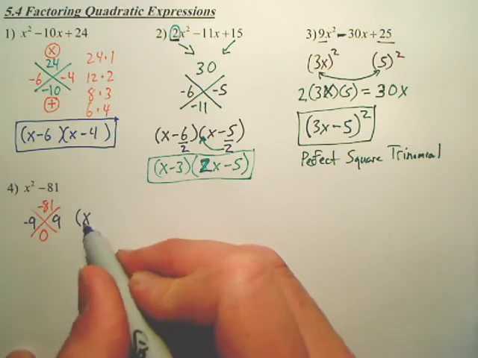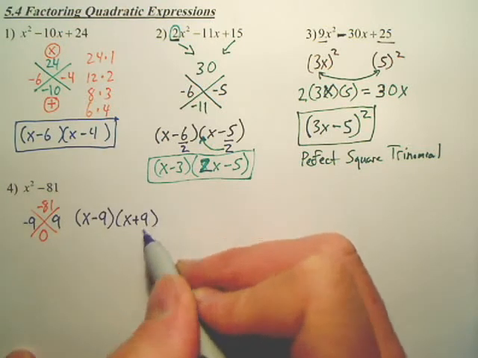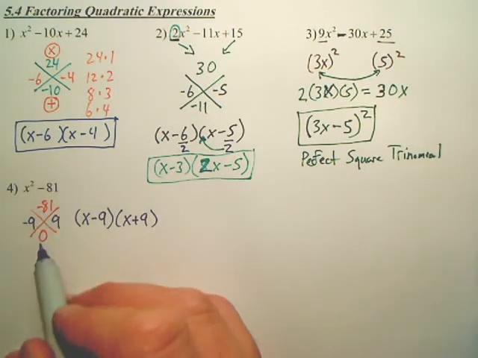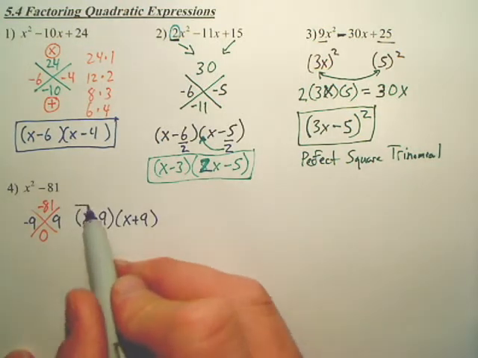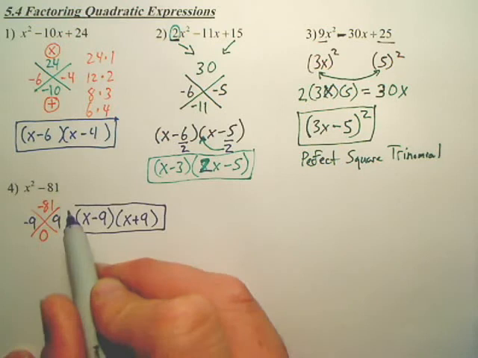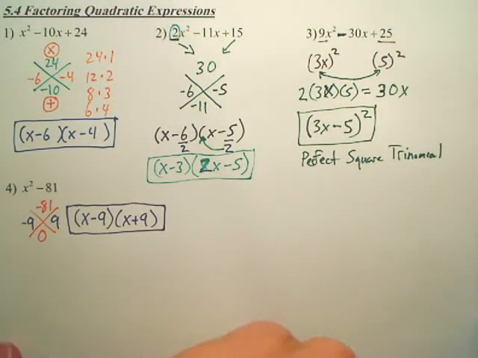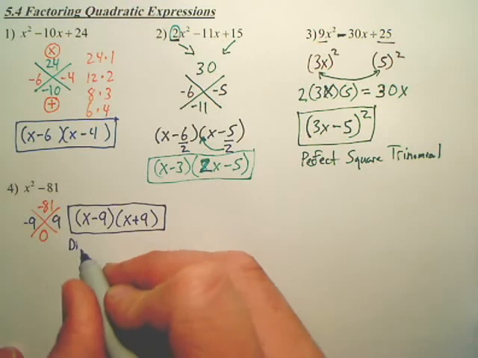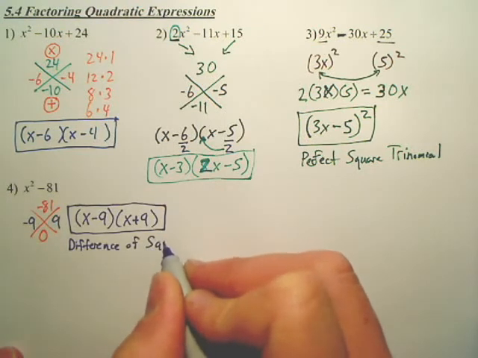So the answer is x minus 9, x plus 9. So in this situation, negative 81 and 0, what are my two sides? That is a possibility. But there is a shortcut. Just like on 3, there's a shortcut to this. That in the long run, you're going to want to learn. Here's the shortcut. It's called a difference of squares.